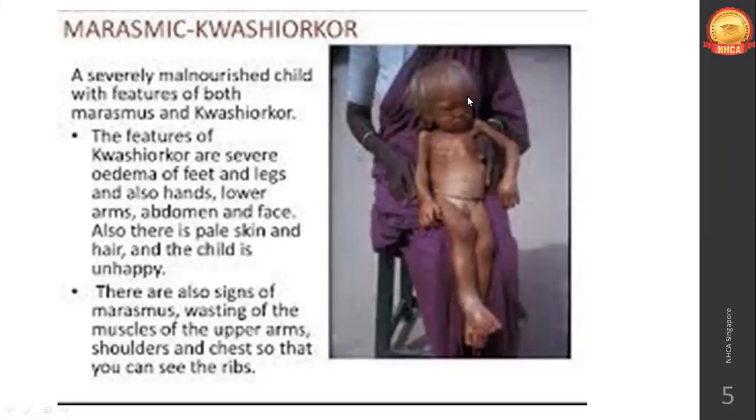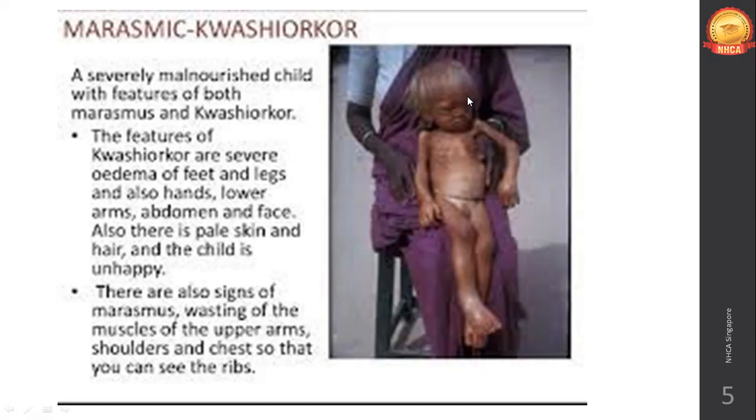So you have marasmic kwashiorkor, a severely malnourished child with features of both marasmus and kwashiorkor seen here. The features of kwashiorkor are severe: edema of the feet, legs, and also hands, lower arms, edema in the abdomen and face. But there is also pale skin and hair. The child is unhappy, meaning the emotional health of the child deteriorates here.